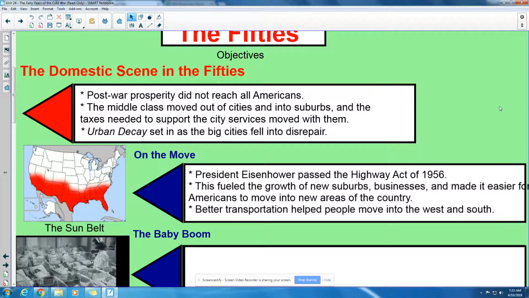Now, once we have our interstates, this fuels the growth of more suburbs, more businesses, and it makes it easier for Americans to move into other areas of the country, places where it was just too difficult to access without the highway system. This better transportation begins a huge movement of Americans out of the upper Midwest and Northeast down into the American South and West. And we start to see a population boom in what we call America's Sun Belt, our southern states.